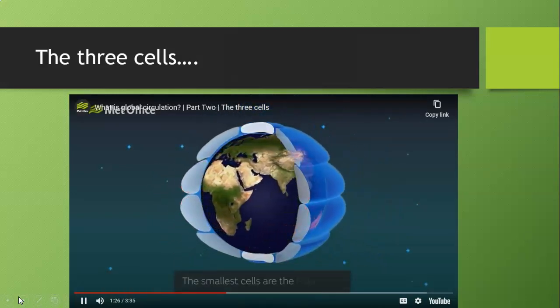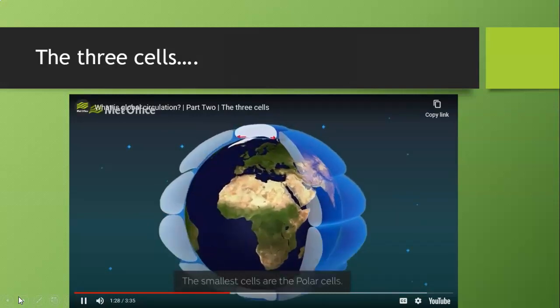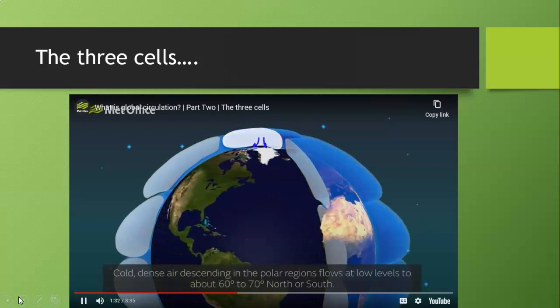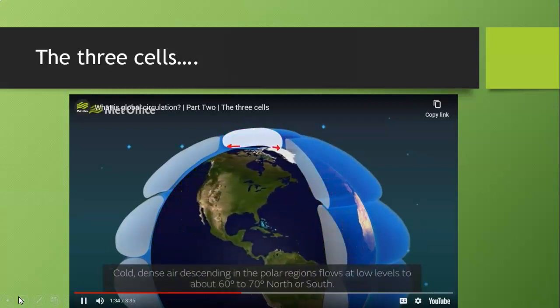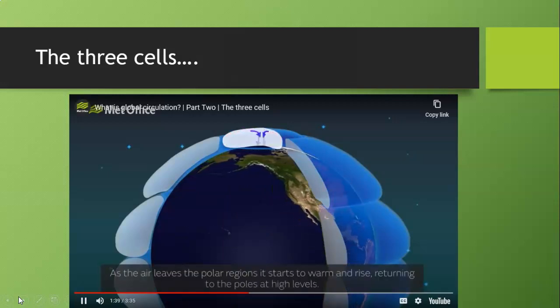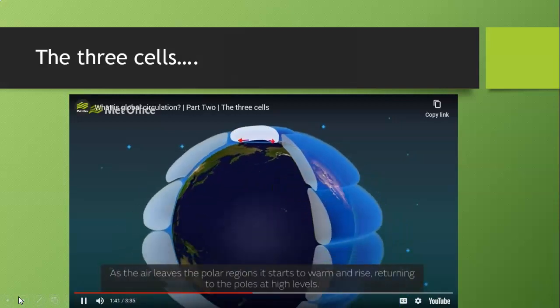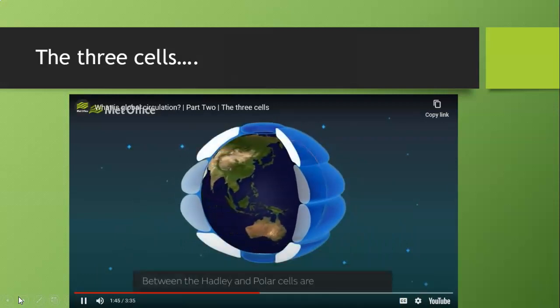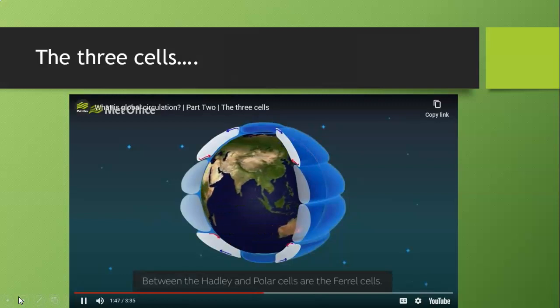The smallest cells are the polar cells. Cold, dense air descending in the polar regions flows at low levels to about 60 to 70 degrees north or south. As the air leaves the polar regions, it starts to warm and rise, returning to the poles at high levels. Between the Hadley and polar cells are the Ferrel cells.